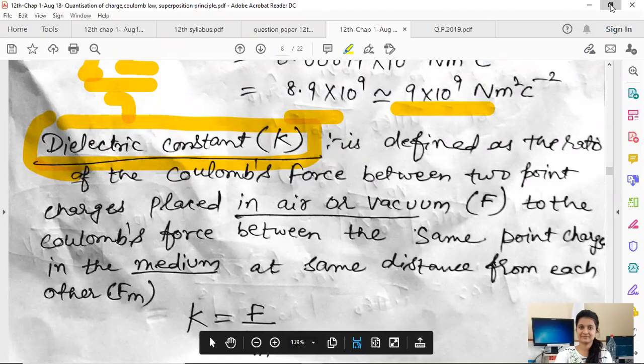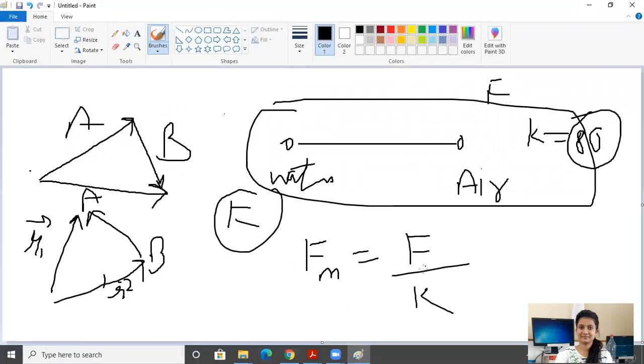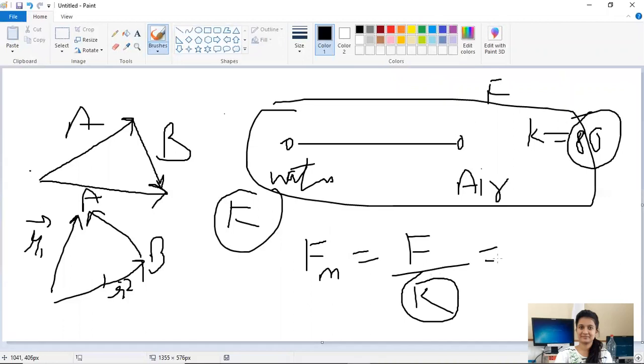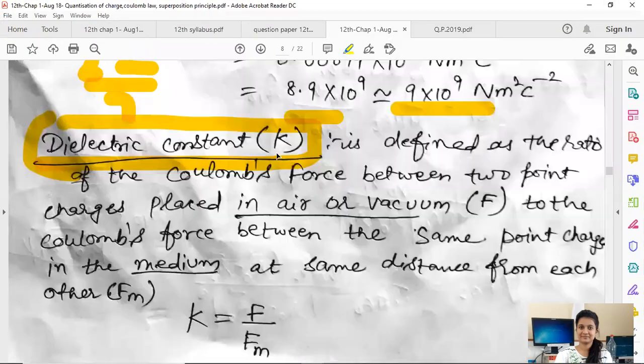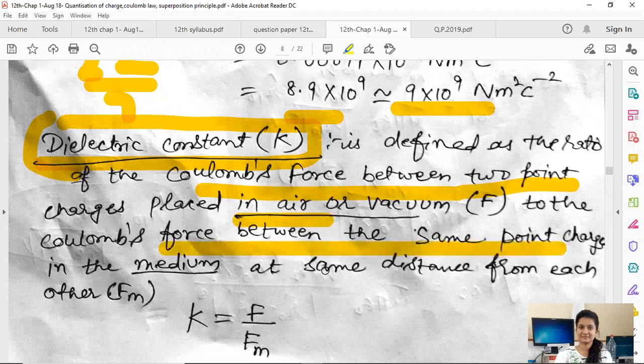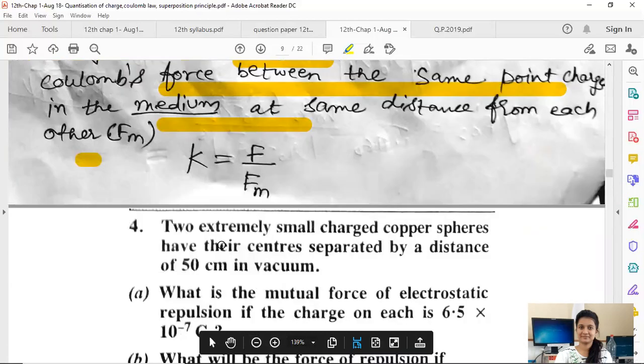If you want to define this K, then K will be F by Fm. So this is the ratio of Coulomb's force in air to Coulomb's force in medium. The dielectric constant is defined as the ratio of Coulomb's force between two point charges placed in air to the Coulomb's force between the same point charges in a medium at the same distance from each other. K is equal to F by Fm.